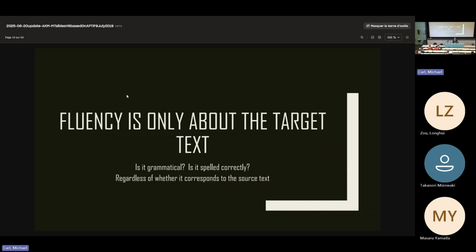Fluency is just about the target text. Does it read well? Whether or not it's a translation, without looking back for correspondence with the source. Is it readable? Is it even grammatical?